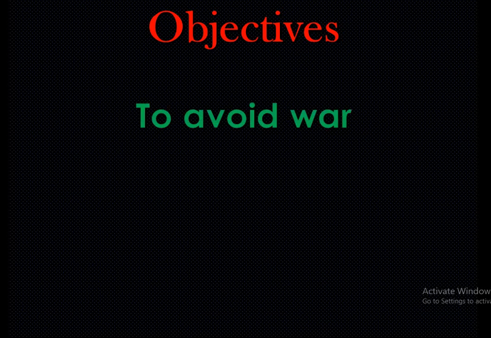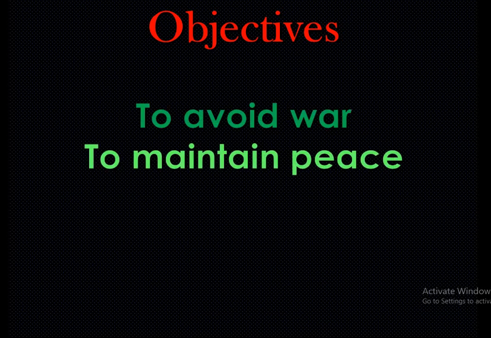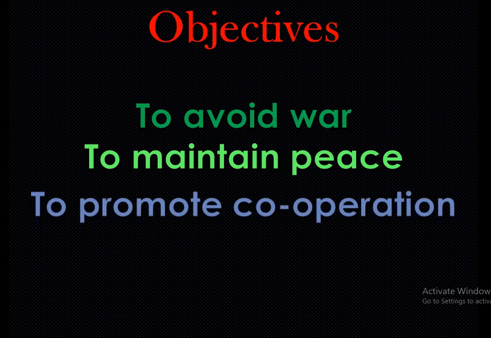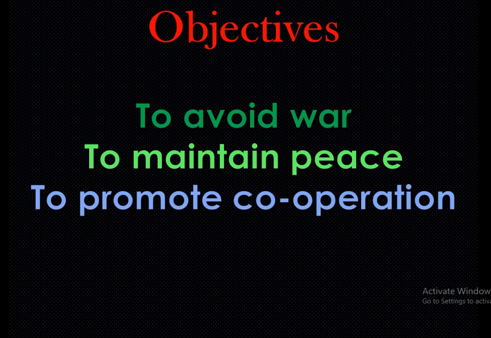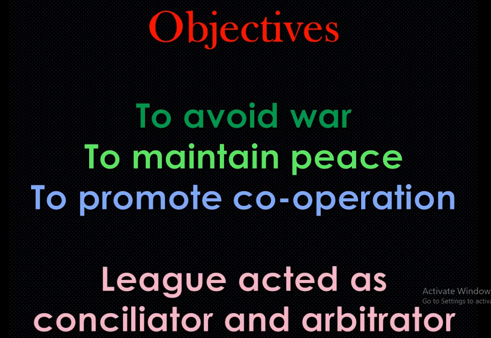What were the objectives of the League of Nations? The first is to avoid war, the second to maintain peace, the third to promote cooperation among the member nations. Also, the League acted as conciliator and arbitrator. What are conciliator and arbitrator? Conciliator is to resolve the disputes among the countries. Arbitrator is to act as a mediator.